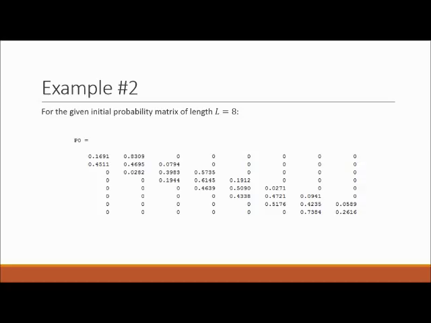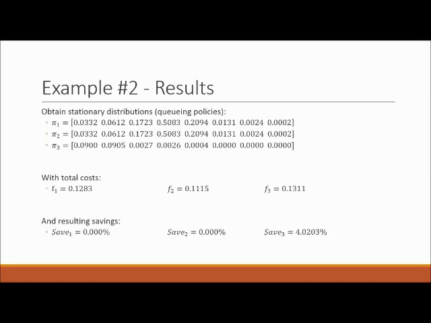Next example is for the following matrix of length 8, shown below. And we obtain stationary distributions as shown. And for the total cost, we end up with savings of 4% in case 3.